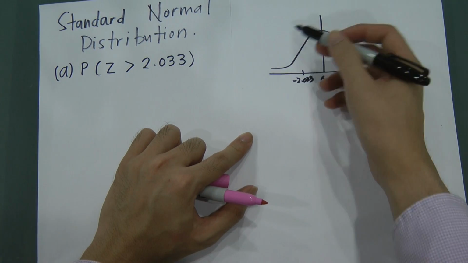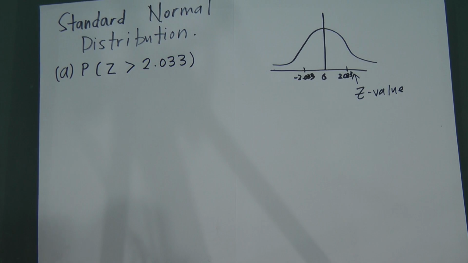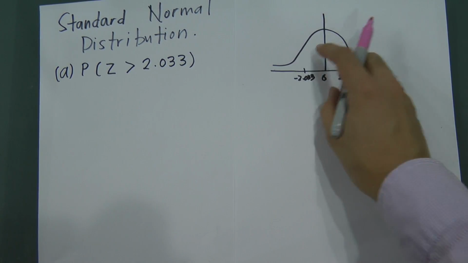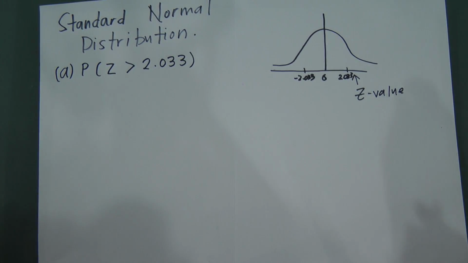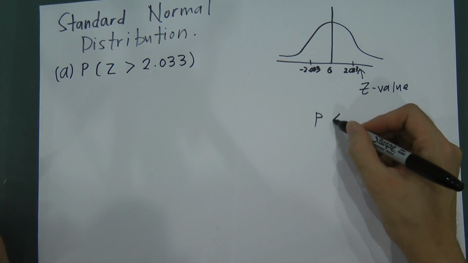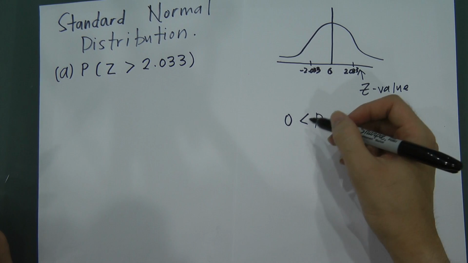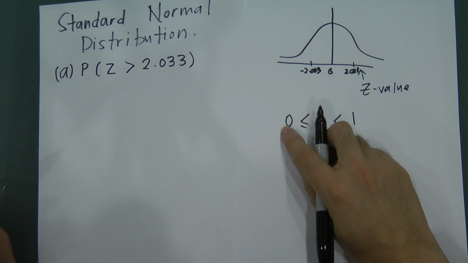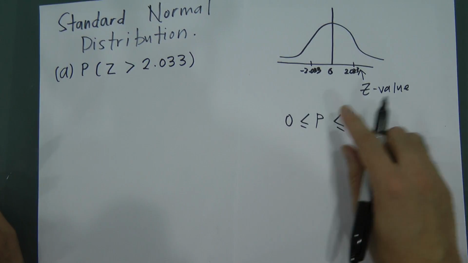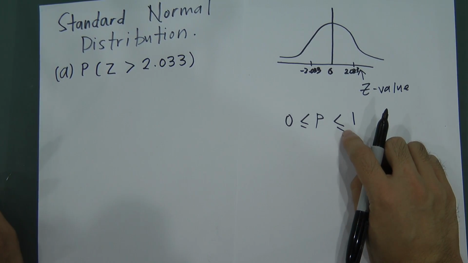When you hear the word symmetric, what is the meaning of symmetric? Symmetric means the size of here will be the same as the size of here. And if you know about probability, the total probability will be 1. Probability is always between 0 and 1. When you get probability 0, it means the thing will never happen. If the probability is 1, it means the thing must happen.